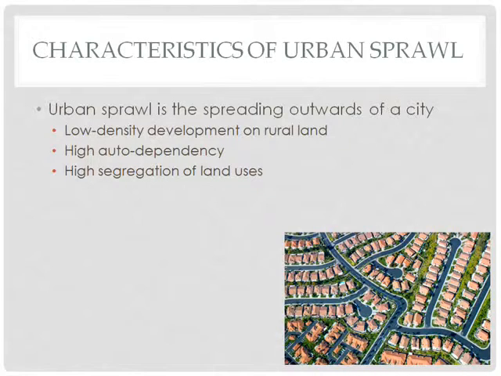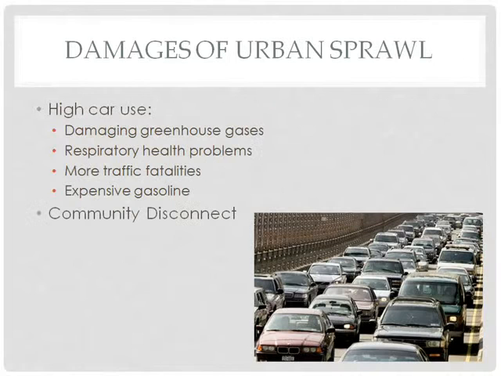Urban sprawl is the spreading outwards of a city to its outskirts to low-density and automobile-dependent development. It occurs on rural land and has high segregation of uses. Residential areas are spread away from stores, creating a disconnect between people and the places they want to be. Urban sprawl's auto-dependent way of living emits harmful greenhouse gases into the atmosphere, creating respiratory health problems in citizens and increasing the number of traffic fatalities.